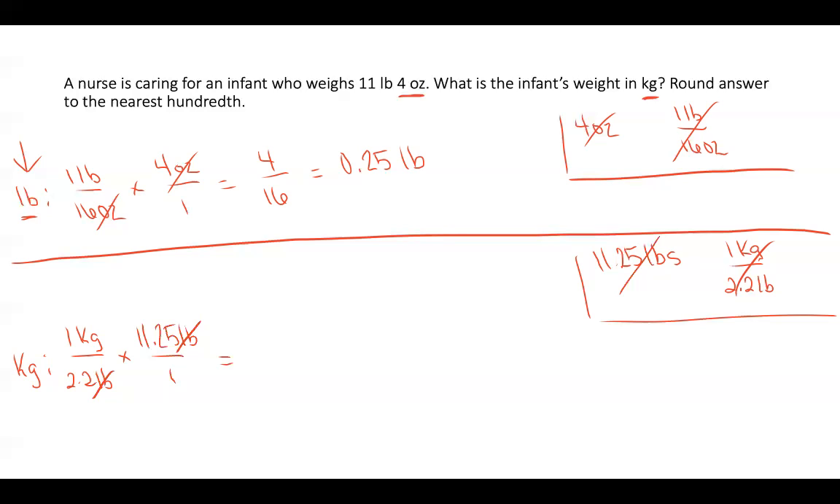1 times 11.25 is 11.25. 2.2 times 1 is 2.2. 11.25 divided by 2.2 is 5.11 kilograms. Okay, and always check your rounding rules. So this problem says round your answer to the nearest hundredth. So it is rounded to the nearest hundredth. So I don't have to do anything else.